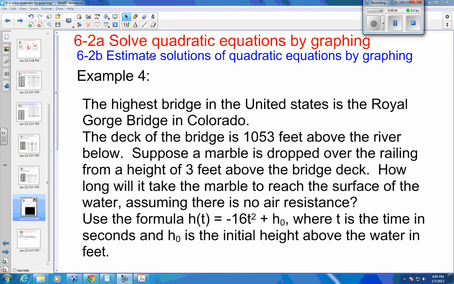Algebra 2, this is Chapter 6, Section 2. This is actually Example 5, I believe. Let me change that. This is the word problem.